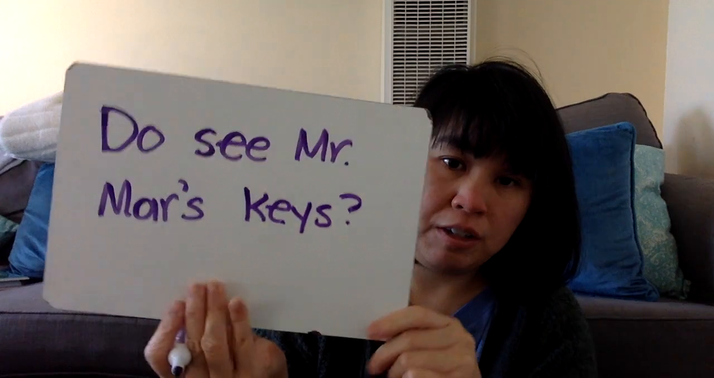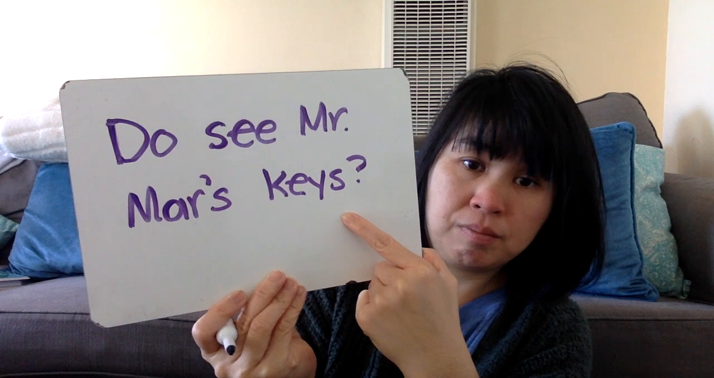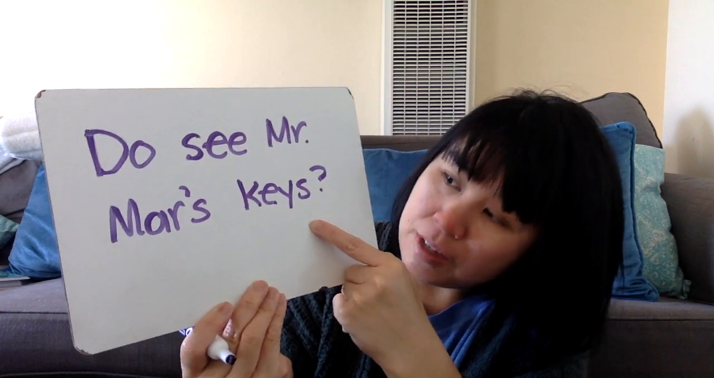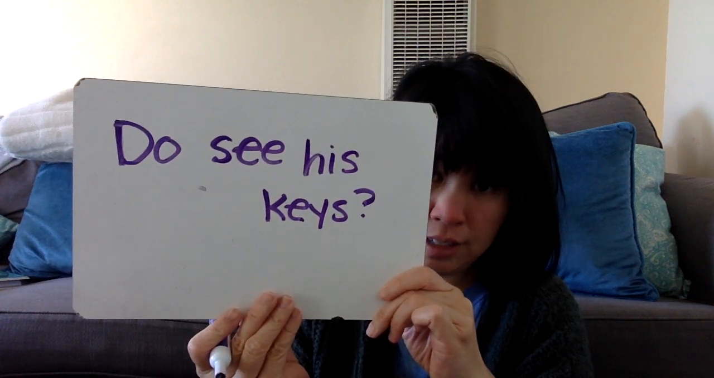Now, if I was talking about Mr. Marr, it says, do you see Mr. Marr's keys? Who did the keys belong to? Mr. Marr. Good job. So what I'm going to do now is change Mr. Marr into a possessive pronoun. Now, Mr. Marr is a boy, so the possessive pronoun I will use is his. Do you see his keys?